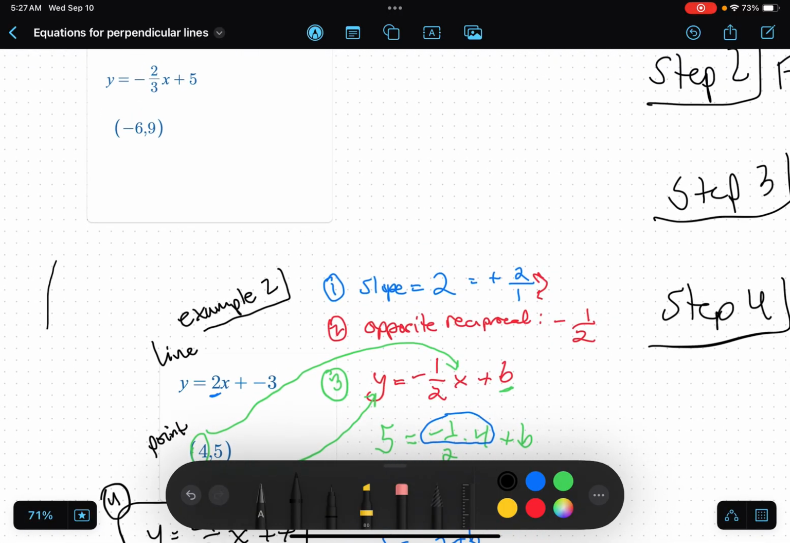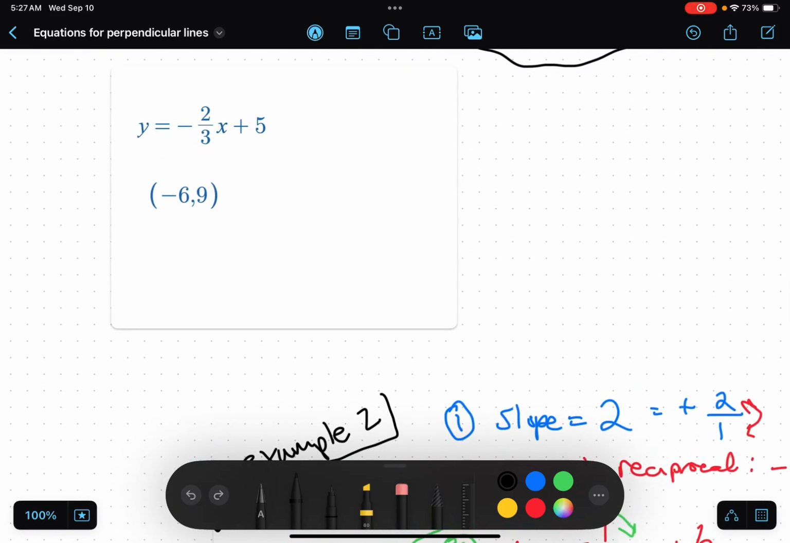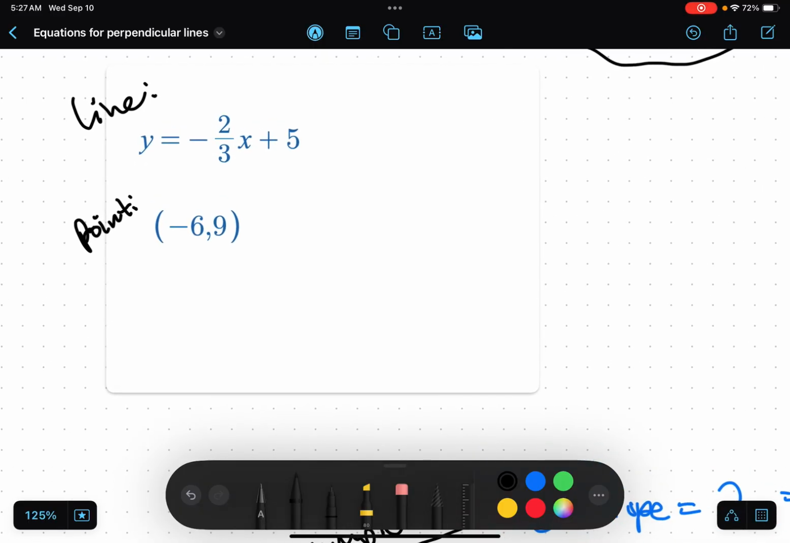Let's do one last example. So we're going to do -2/3. This is my original line, and this is my point. So take a minute, pause the video, and try to see if you can solve this one out yourself, following the steps, and then turn it back on and see if you get the right answer.